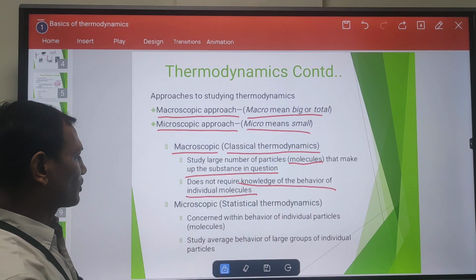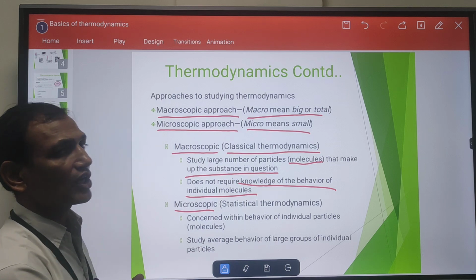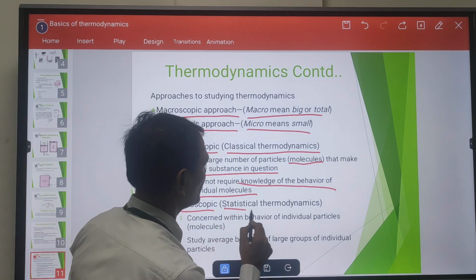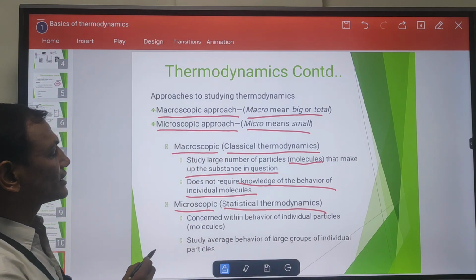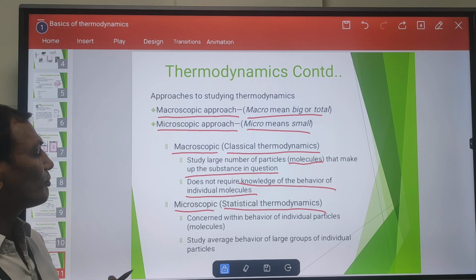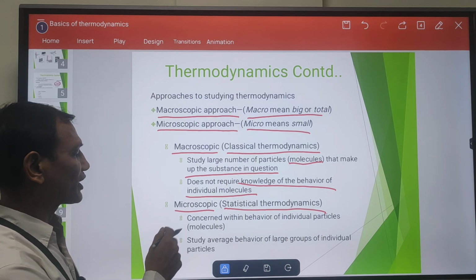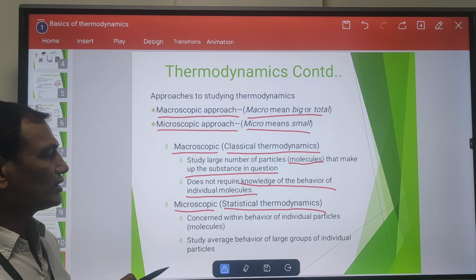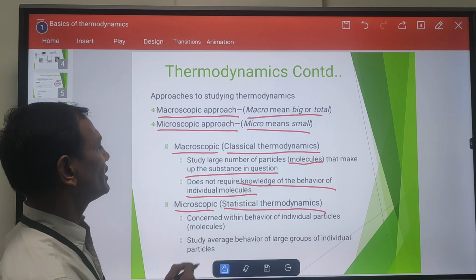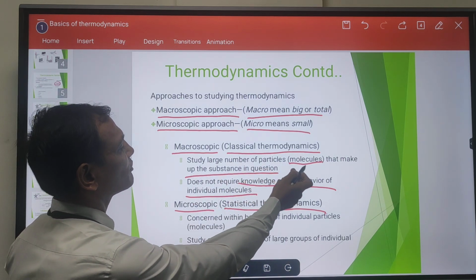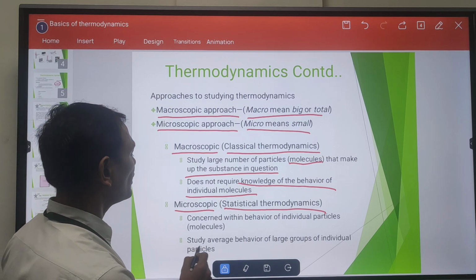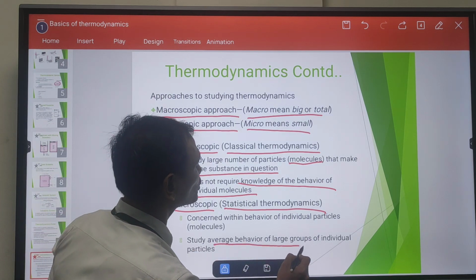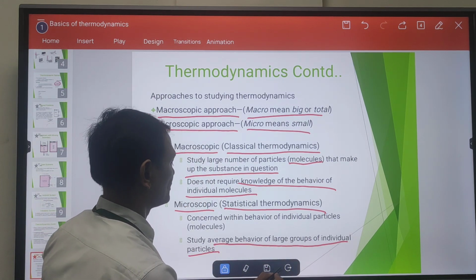Now the microscopic approach is also called statistical thermodynamics, and it is concerned with the behavior of individual particles. Here we study the average behavior of large groups of individual particles.